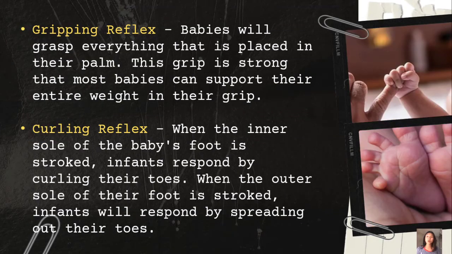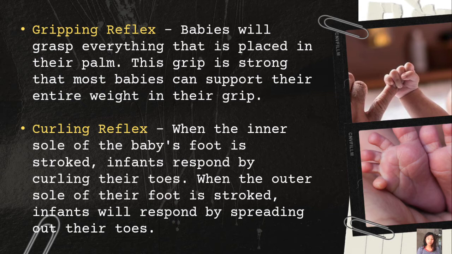Next is the gripping reflex. It is an involuntary response. Babies will grasp everything that is placed in their palm. This grip is actually strong enough to hold the baby's weight. The curling reflex: when the inside sole of the baby's foot is massaged, the baby's toes curl inward. Infants respond by spreading out their toes when the outside sole of their foot is touched.